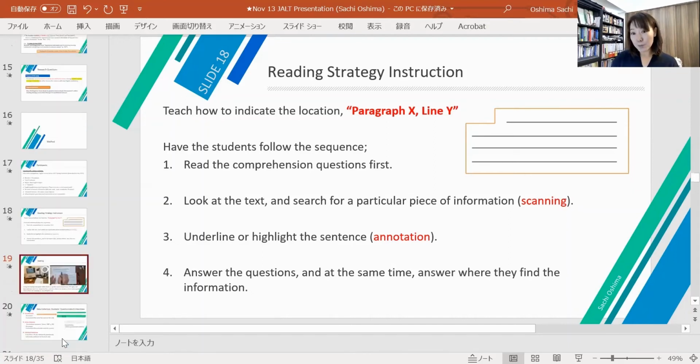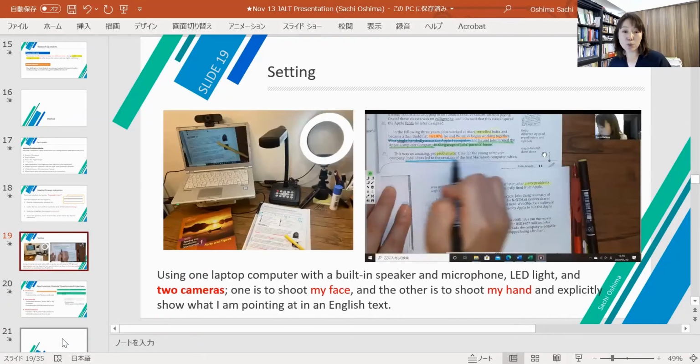And about the equipment, I used one laptop computer with a built-in speaker and a microphone, LED light, and 2 cameras. One is to shoot my face, and the other one is to shoot my hand and explicitly show what I am pointing at in an English text.